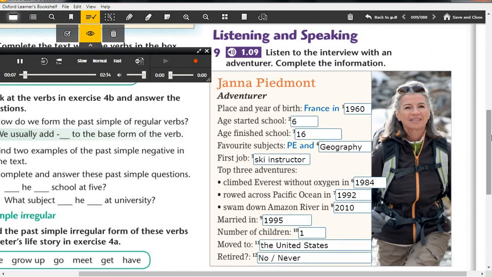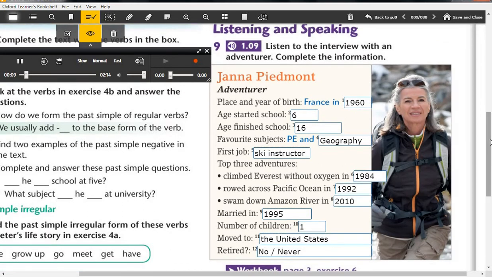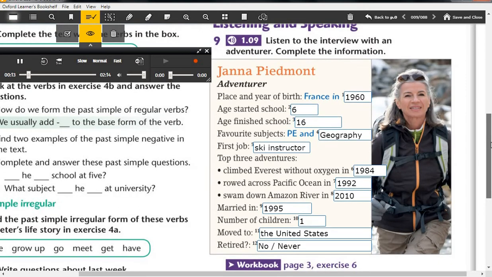Jenna, you're an experienced adventurer. Could you tell us a bit about your life story? Happy to. Ask all the questions you want. When and where were you born? I was born in France in 1960. I lived with my family in a little village near the mountains. My sister and I used to ski every day in winter.